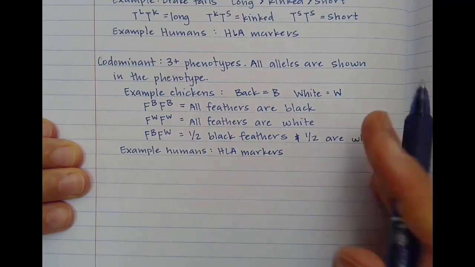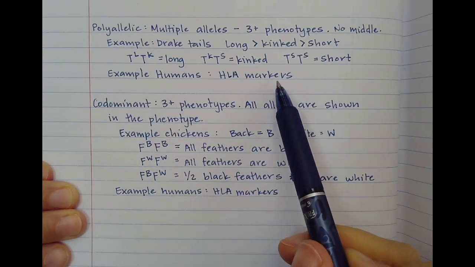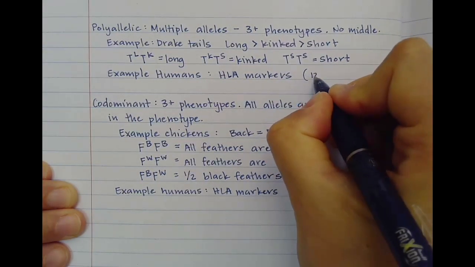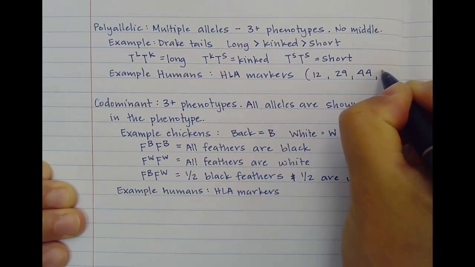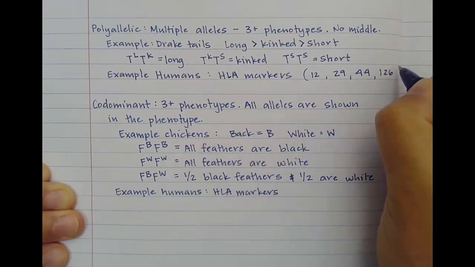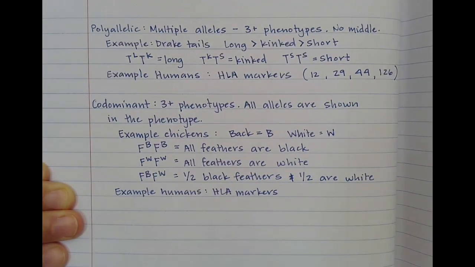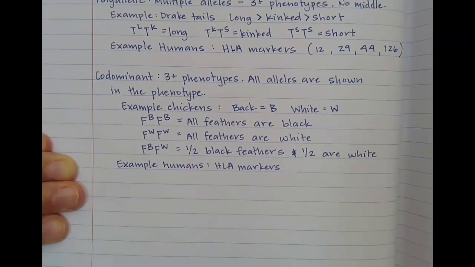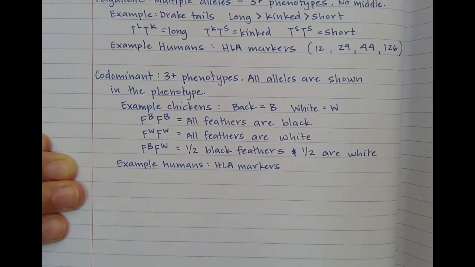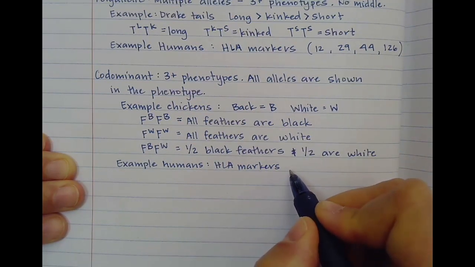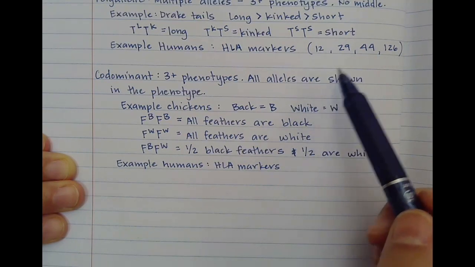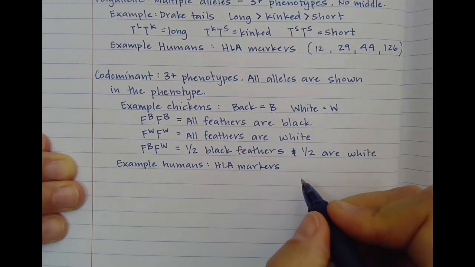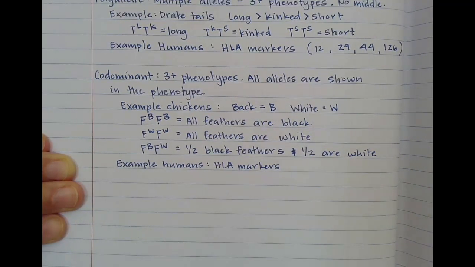Not only are there multiple alleles for our HLA markers, so you could have like 12 or 29 or 44 or 126, there are multiple alleles. All of those are numbers. They have a whole range of numbers. But because you only get 2 of them and both of them show up on your cells, your combination could be something like 1229, or your combination could be 4429. And both of those are going to show up. So your HLA markers are both polyallelic and codominant.